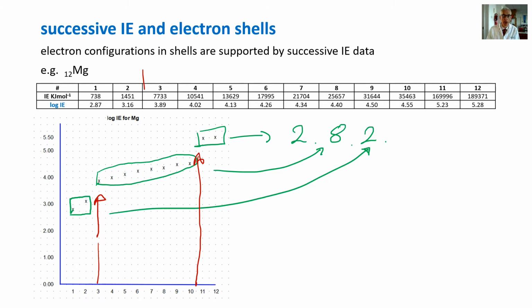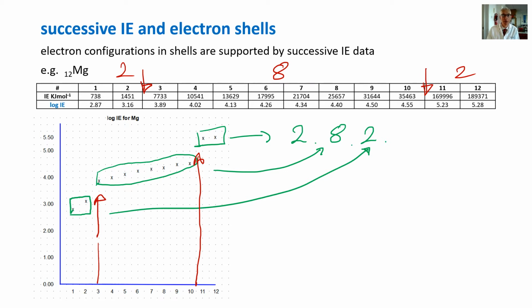So we know that there are 2 electrons that are easy to remove because there's a big jump to remove the third. And then we know that there's 2 electrons that are very difficult to remove because there's a jump between the 10th and the 11th. So rather than drawing graphs, we just interpret raw data. So we've got 2 electrons that are easy to remove, 8 electrons that are less easy to remove, and 2 electrons that are very difficult to remove. So what we're looking for is jumps in the data.